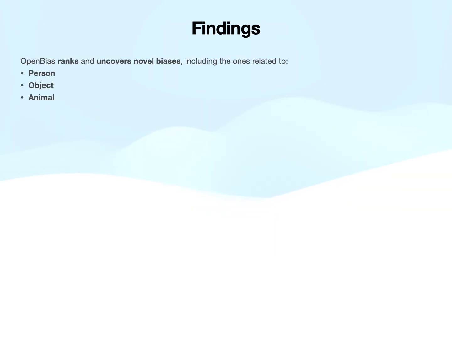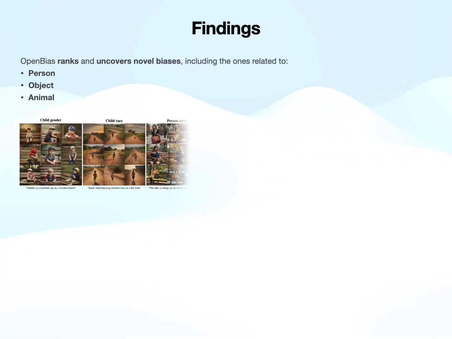OpenBias uncovers novel biases related to people, objects, and animals. We show examples of biases discovered on Stable Diffusion XL. We can observe how well-known biases such as gender and race are also reflected in children. For instance, the generative model exhibits gender bias when asked to generate a child in a baseball context. Similarly, an ethnicity bias is detected when an economically disadvantaged environment is described in the caption as a dirt road.